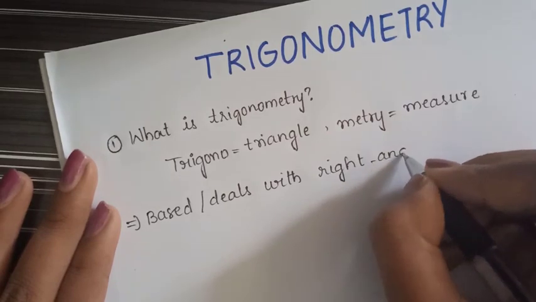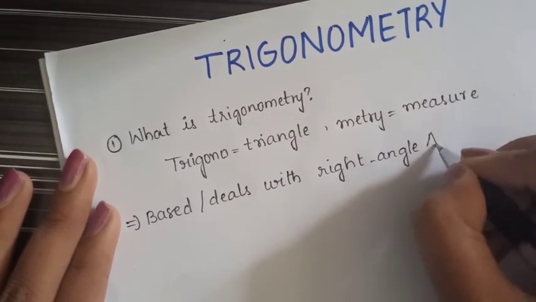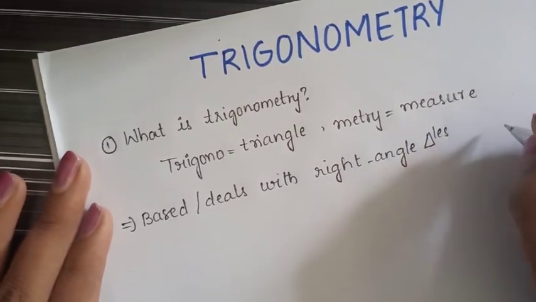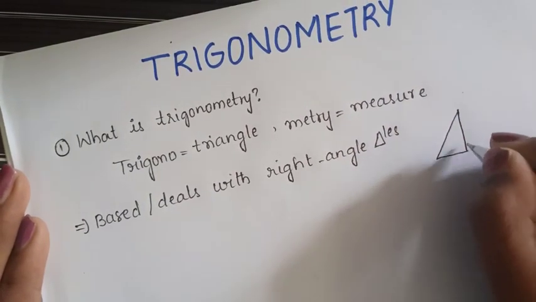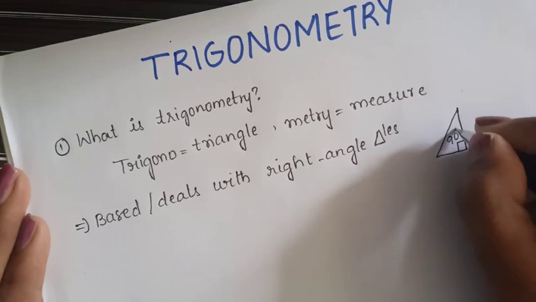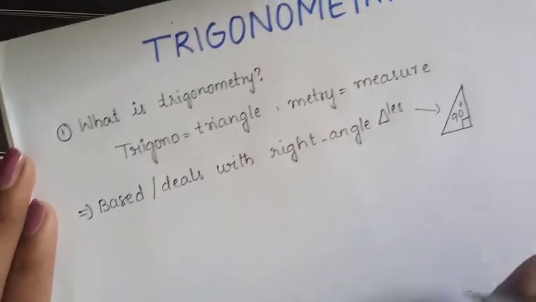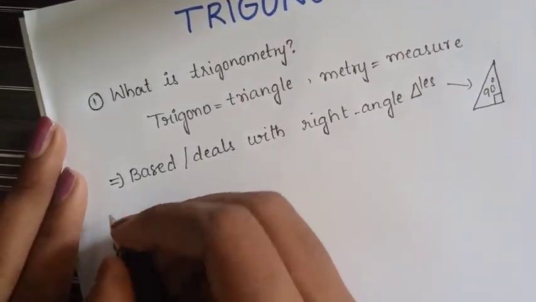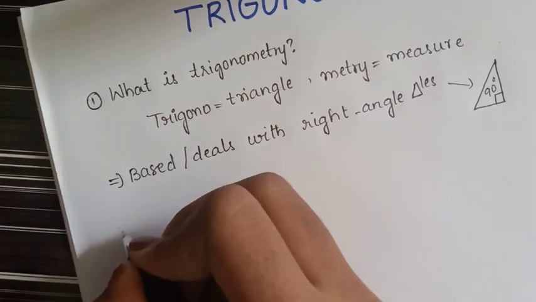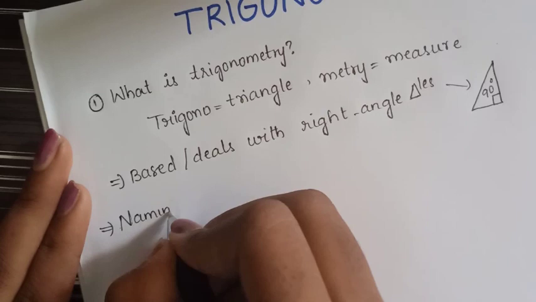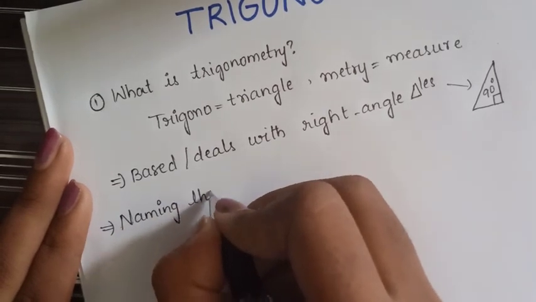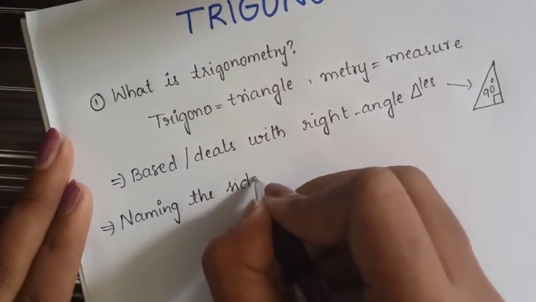As you all know, right angle triangles are triangles which have at least one angle of 90 degrees, right? So this is a right angle triangle. Now let's get started with the basics. First of all, naming the sides of the triangle.